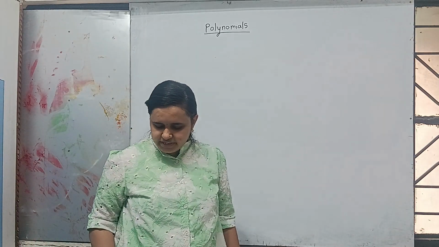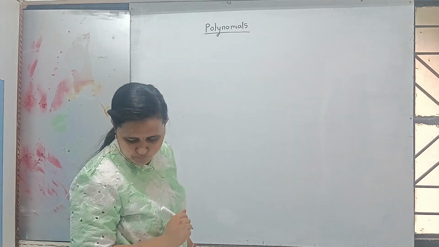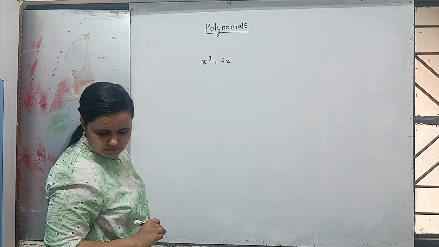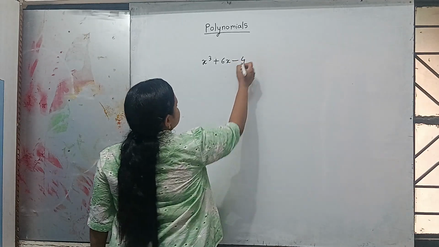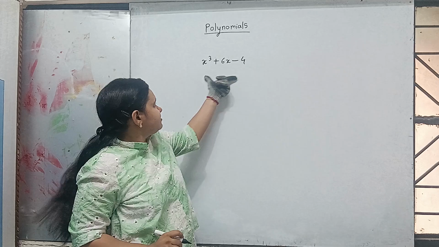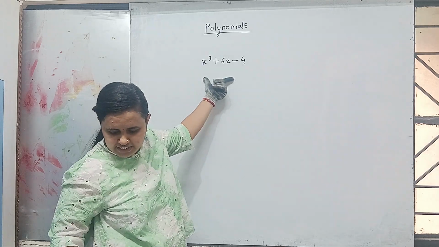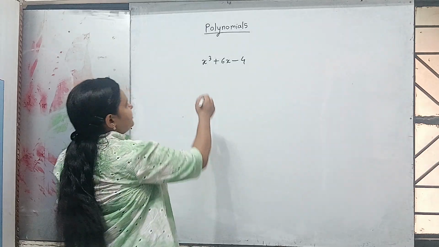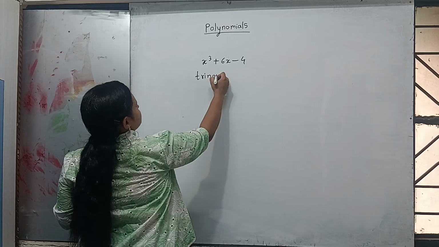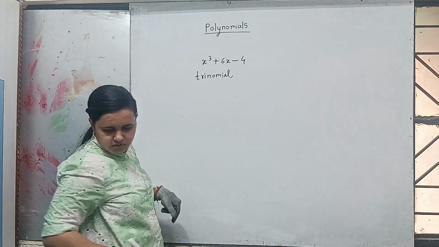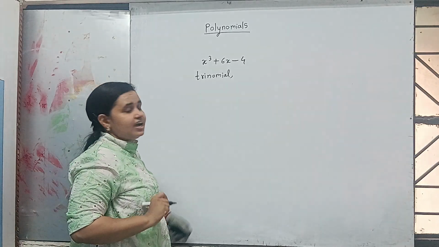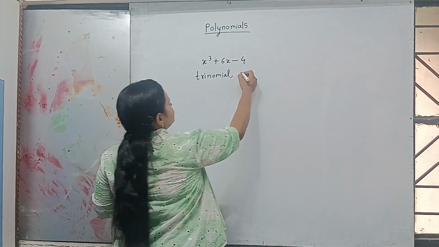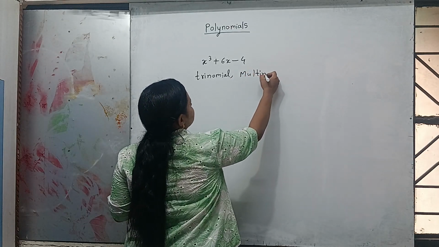Now next one, D. The polynomial x cube plus 6x minus 4. You have asked what are they? Is it a binomial? No. It has three terms, so it is a trinomial. Is it a multinomial? Yeah, it has three terms, more than two terms. Two or more terms is a multinomial. So, it is also a multinomial.